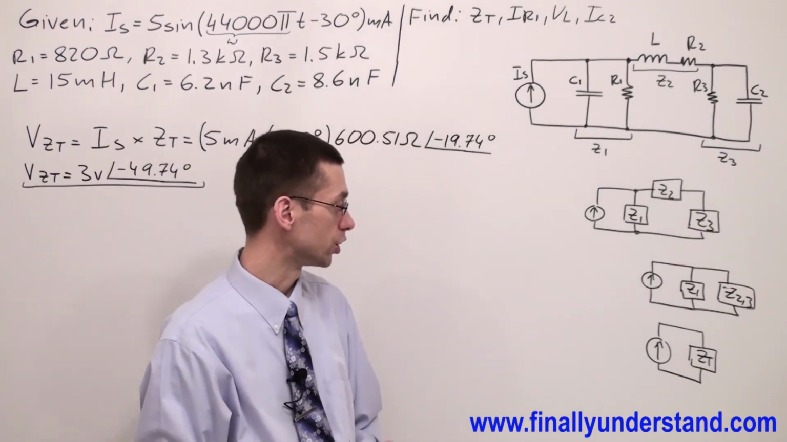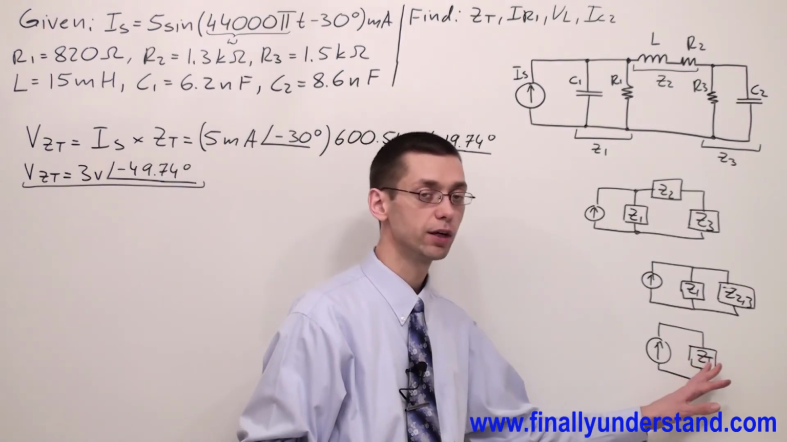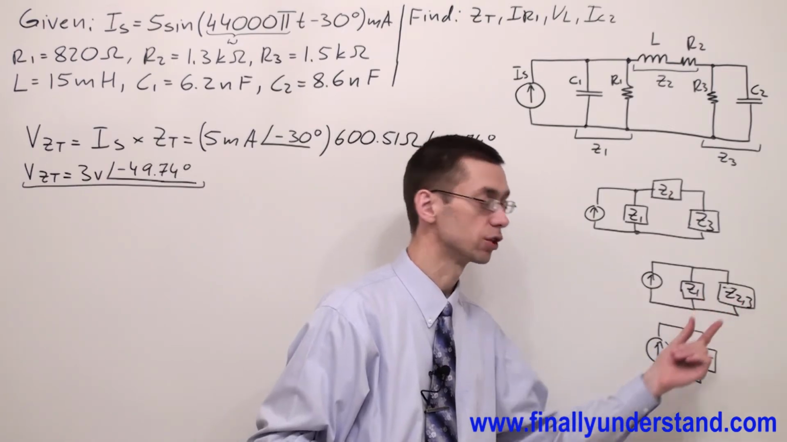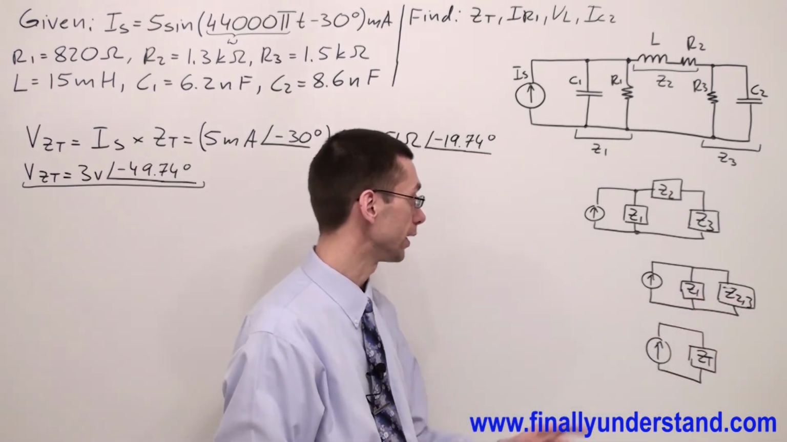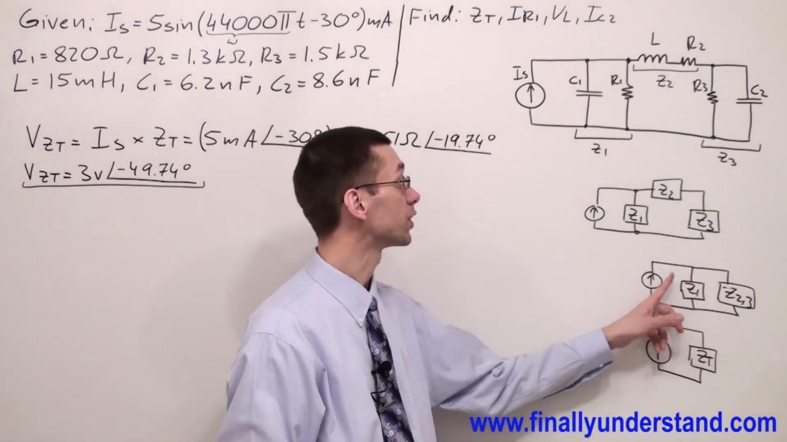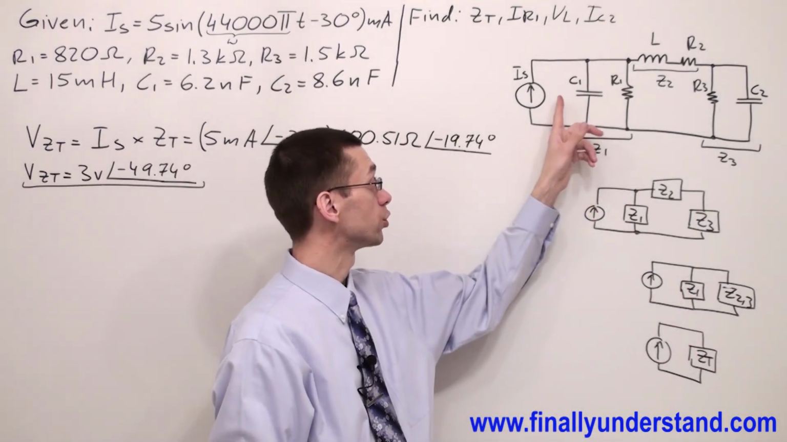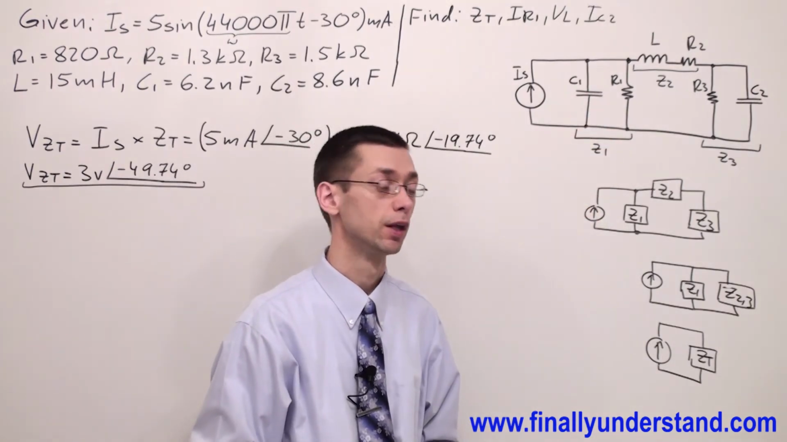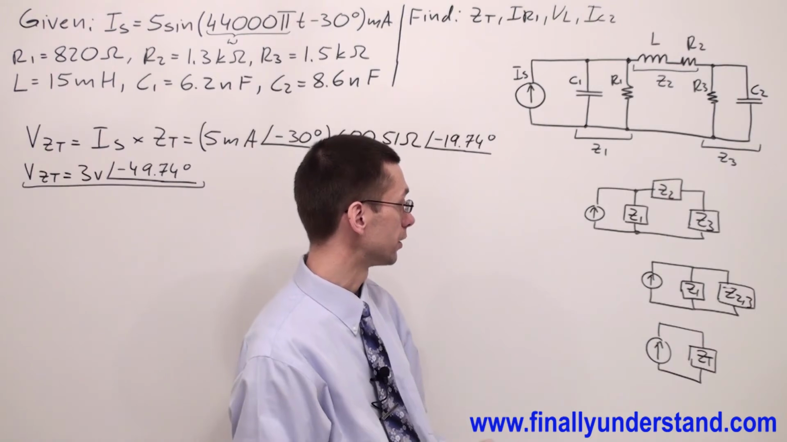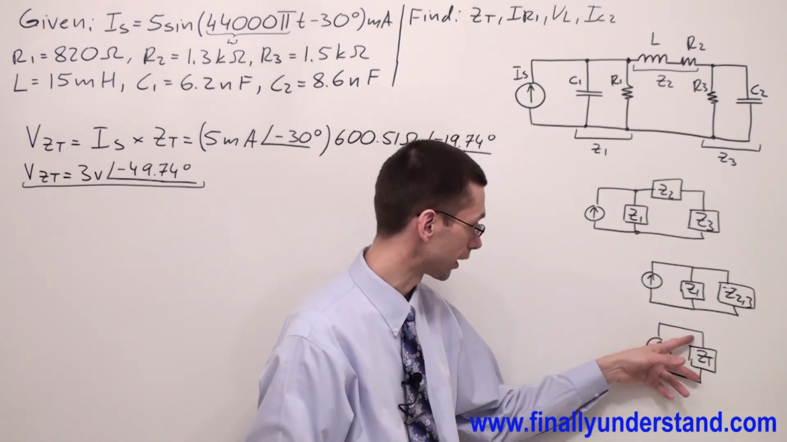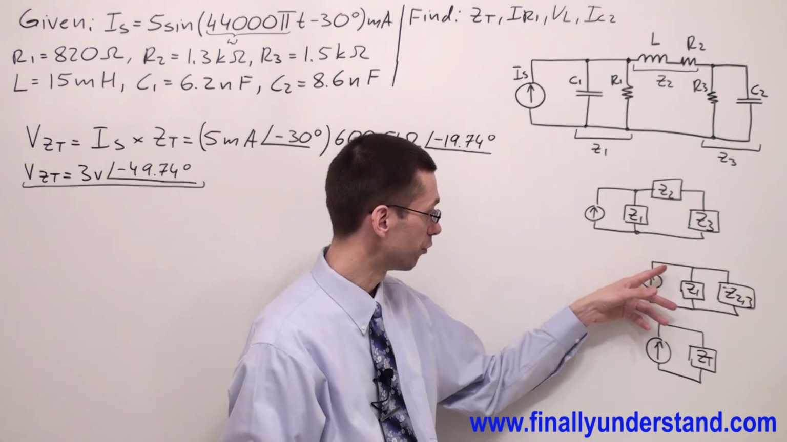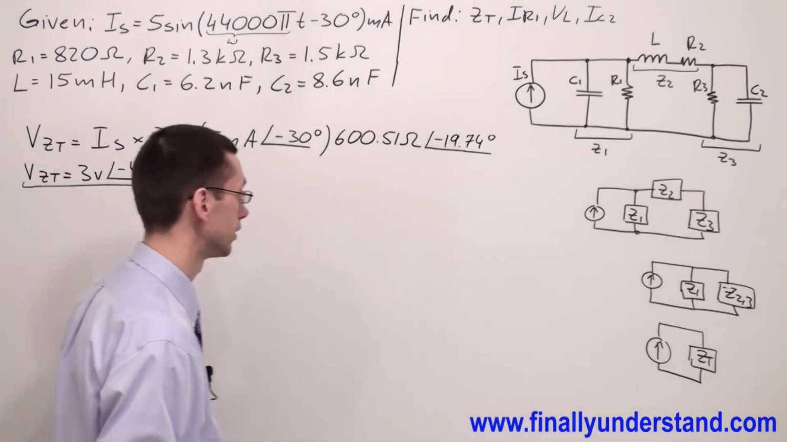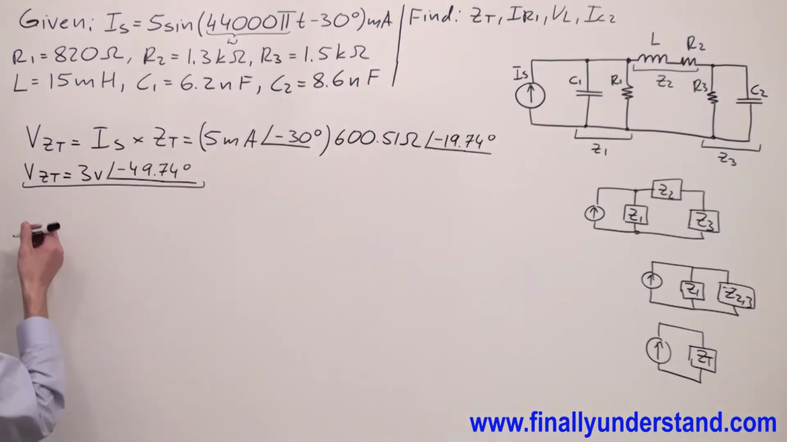So this is the voltage which we are going to measure across the impedance Z total. Please notice that Z total is the combination of impedance Z1 and impedance Z23, where impedance Z1 represents capacitor C1 and resistor R1 combined together. So it means that the voltage which I'm going to have across Z total is the same voltage which is going to appear across Z1 and Z23. Let me write this down.